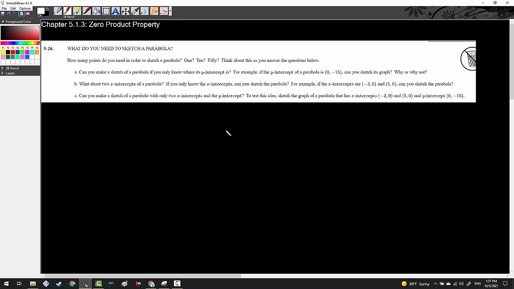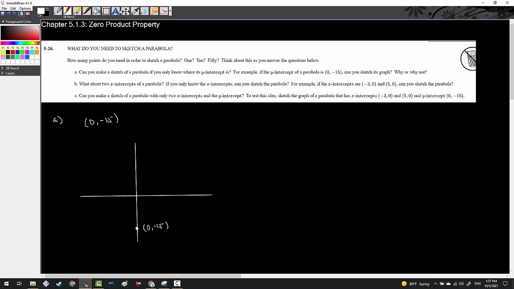In part A, it says, can you make a sketch of a parabola if you only know where its y-intercept is? For example, if you know the y-intercept is at 0, negative 15. Can we sketch the graph? Let's see. If we have a point here, 0, negative 15. Well, at this point, I don't think we have enough information for anything. It could be just a point right there. It could be a line, or it could be an exponential. We don't really have enough information here, so definitely not.